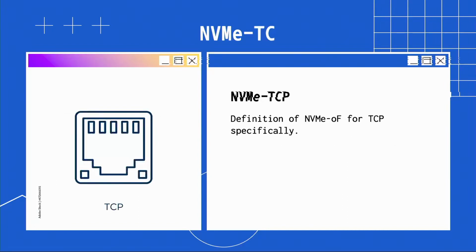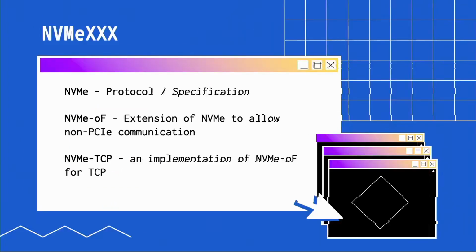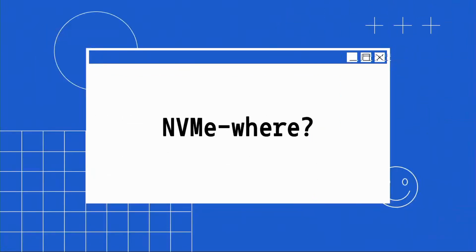And one of the implementations of it is NVMe/TCP, which is the definition of NVMe over Fabrics for TCP specifically. So if we're summing it up, NVMe is the protocol itself or the specification for accessing your SSDs over PCIe. NVMe-oF is the extension of this protocol for accessing your devices over non-PCIe connections. And last one is NVMe/TCP, which is the implementation of NVMe-oF for TCP connections. But where can we find it? So we now know it's NVMe, but if it's indeed exploitable, where can we find it?